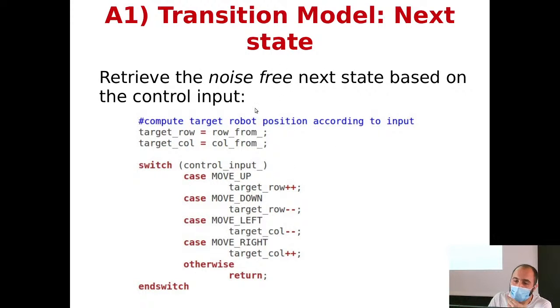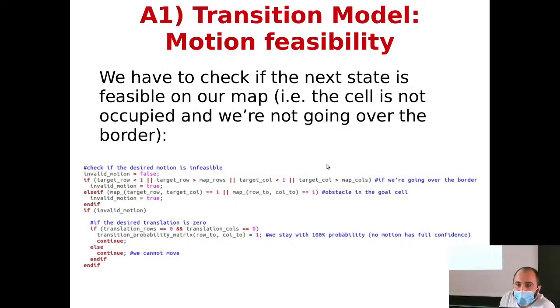Let's try noise-free state case. I think this, you can read it. This is the from. Then if I move up, I increase the rows because I go this direction. If I go down, I go this direction, so I decrease the rows. If I go right, sorry, I will increase the column. If I go left, I will reduce the columns. Motion feasibility, these are all the checks. I will not go to details. I think you are able to read. Of course, the row has to be a positive number. It cannot exceed the number of rows in the map. Same for the columns, etc.